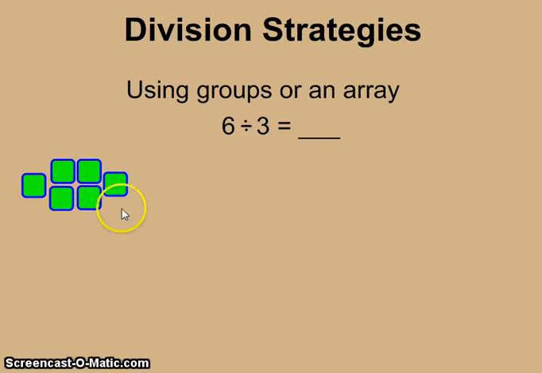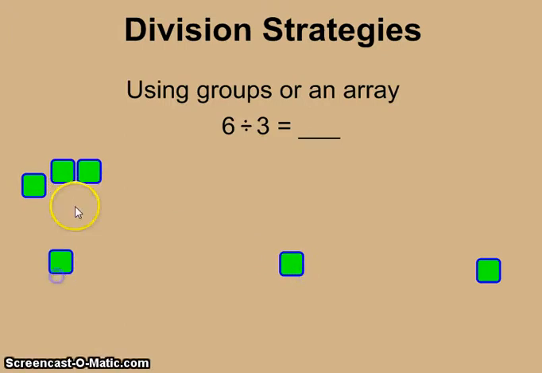Here I have 6 green squares that I'm going to divide equally into 3 groups. So I'll put one group over here, one group in the middle, and another group over here. And I'm going to keep moving my squares until I have used all 6 into 3 equal groups.